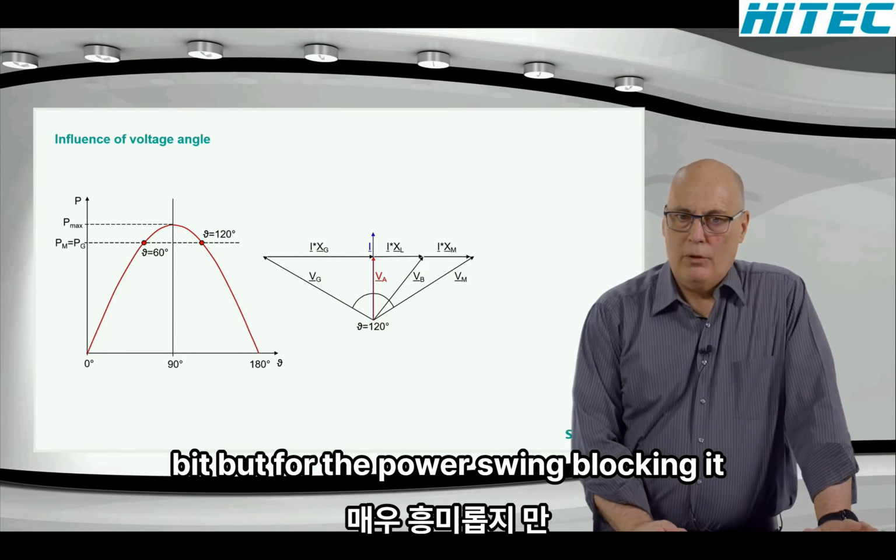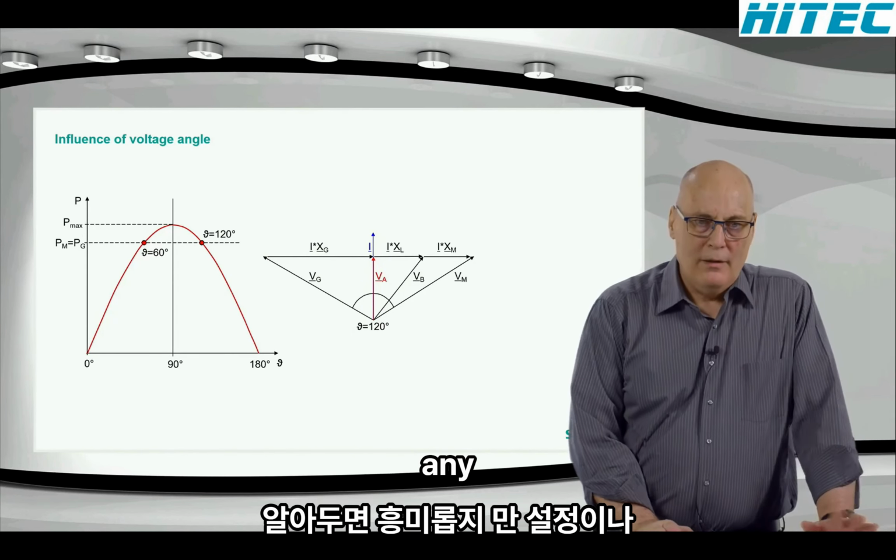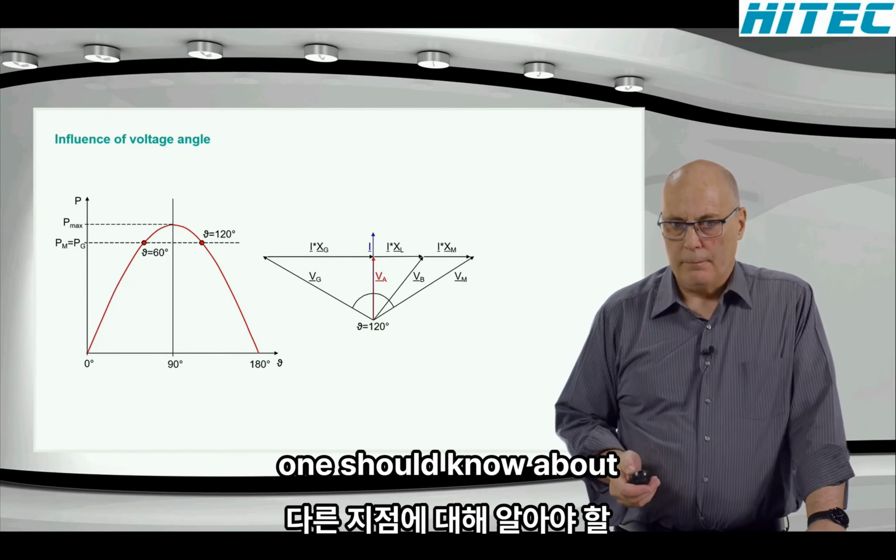These values are quite interesting for when you apply the out of step protection, which we'll refer to a little bit later on. But for the power swing blocking, it is interesting to know, but it is not of any significance in terms of settings or anything like that. It's just parameters one should know about.